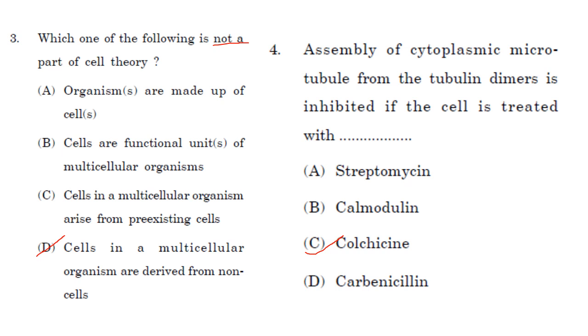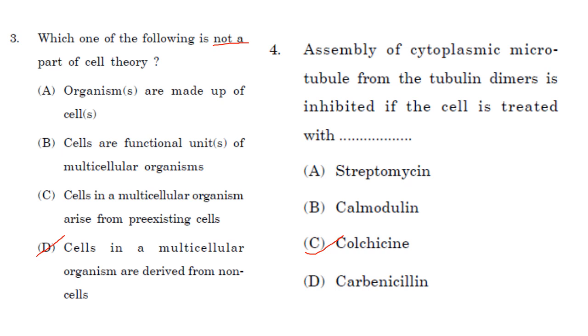Which of the following is not a part of cell theory? Organisms are made of cells. Yes. Cells are functional units of multicellular organism. That is also a part of cell theory. Cells in a multicellular organism arise from pre-existing cell. That's also correct. Cells in a multicellular organism are derived from non-cells. That is not correct. So they have asked which is not a part of cell theory, so it is option D.